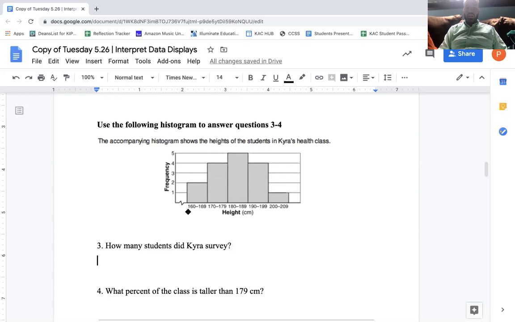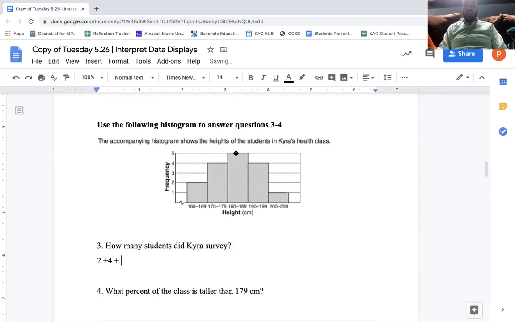2 kids said between 100 and 169 centimeters. 4 kids said between 170 and 179 centimeters. 5 kids said between 180 and 189. So how many kids did she survey? Well, in this column, she surveyed 2. In this column, she surveyed 4.